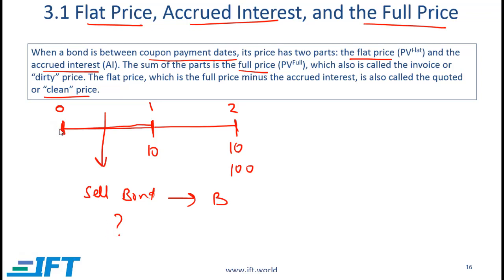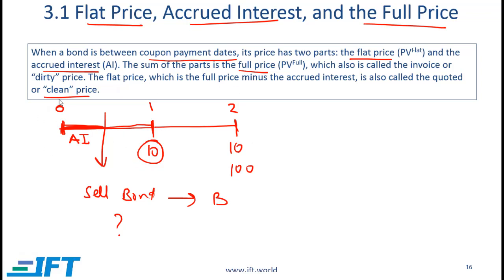If you think about it, you have held the bond for half a year. During this half a year, you have accrued some interest. The accrued interest is 10 multiplied by 0.5. Why? Because you have held the bond for half the year, so you actually deserve half of this payment.